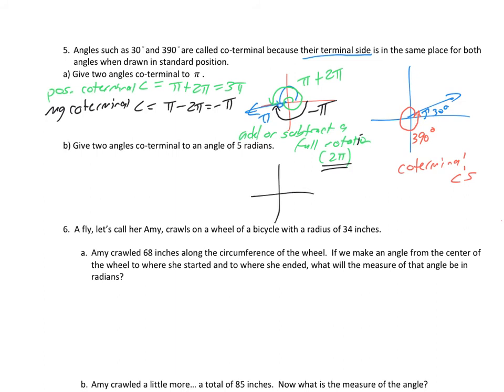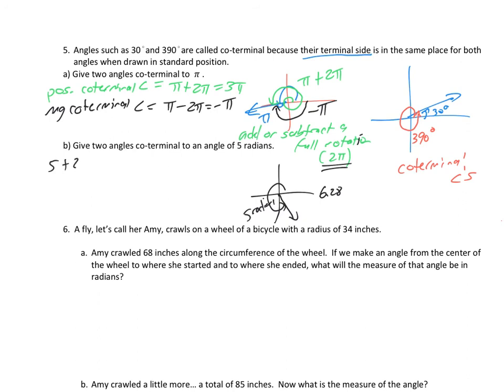Give two angles coterminal to an angle of 5 radians. So 5 radians, I'm going to sketch that. If I went all the way around, I'd be at 6.28 radians. So 5 radians is somewhere in the 4th quadrant. So let's say that this is 5 radians. If I want a coterminal angle, I will add and subtract a full rotation, which is 2 pi.